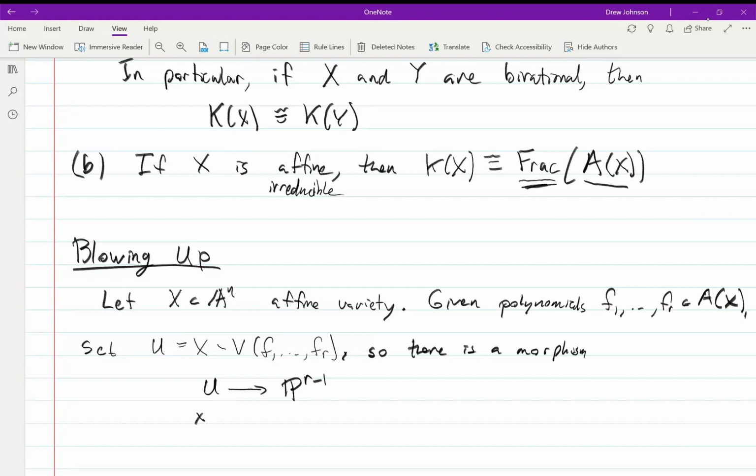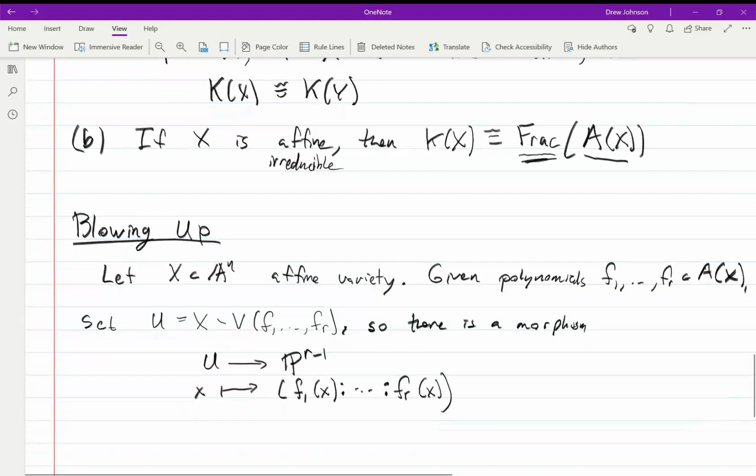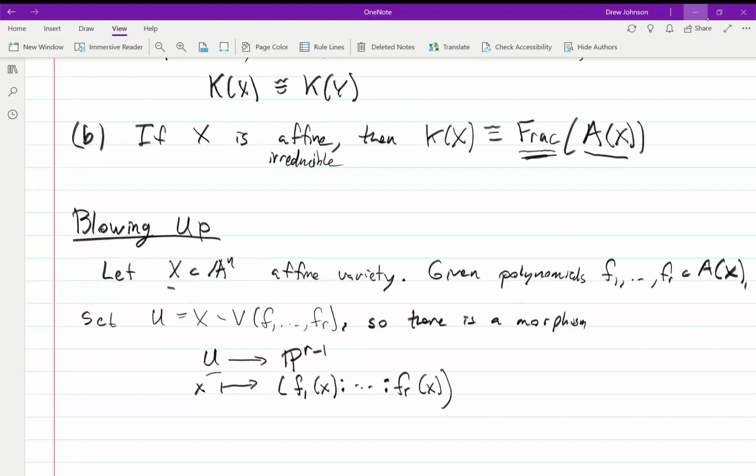Right, the idea is that the point x just maps to a point with homogeneous coordinates f1 of x to fr of x. I guess maybe the difference here is that our X and our U are not projective varieties, so we don't have to worry about making sure that the f's have the same degree. They can just be arbitrary regular functions, and then this point in homogeneous coordinates is sort of automatically well defined, right? Okay.